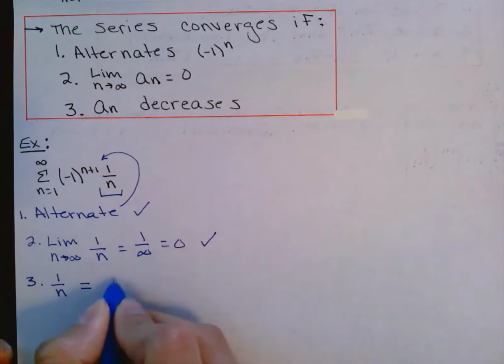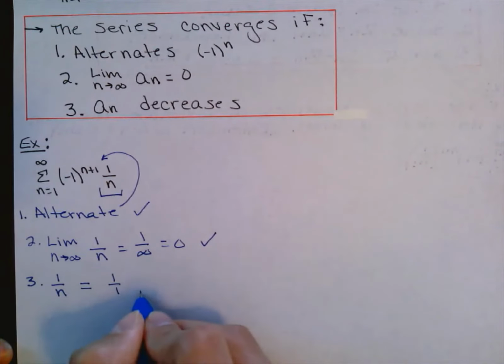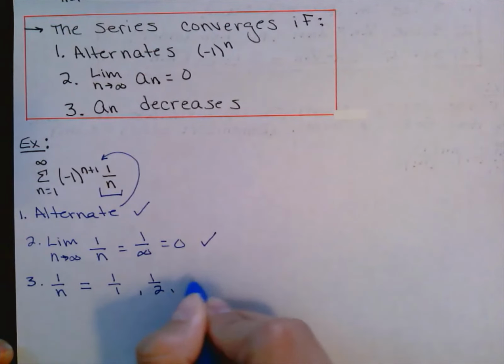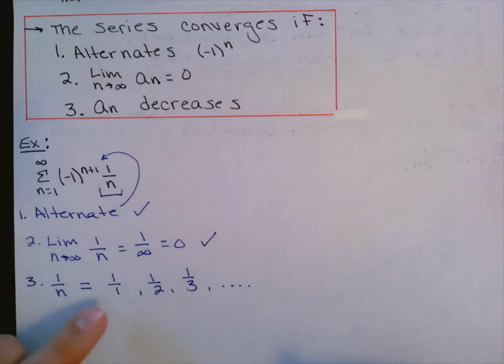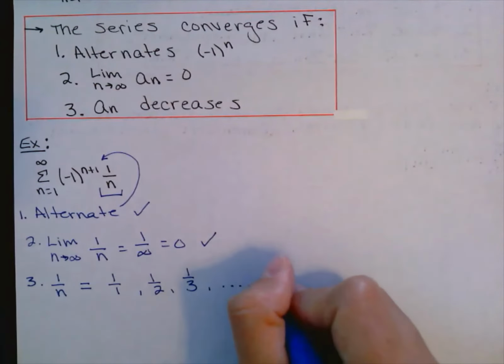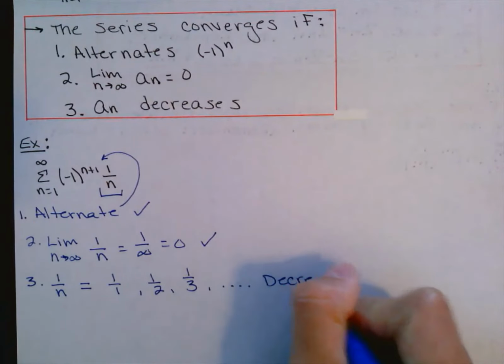And last is, does a sub n, which is 1 over n, decrease? Well, let's check it out. First, we'd get 1 over 1. Then we'd get 1 over 2. Then we'd get 1 over 3, and so on. Okay? So if my denominator continues to get bigger, that means my numbers will continue to get smaller. Therefore, it is decreasing.